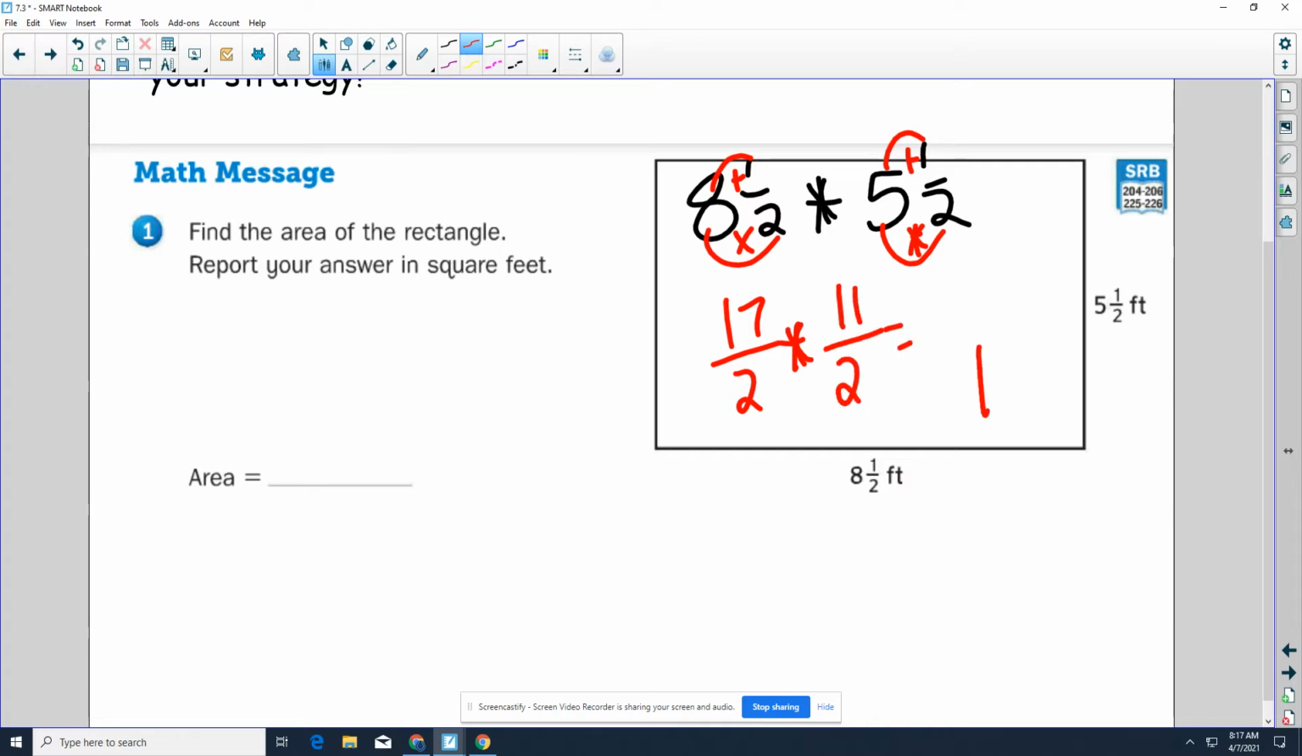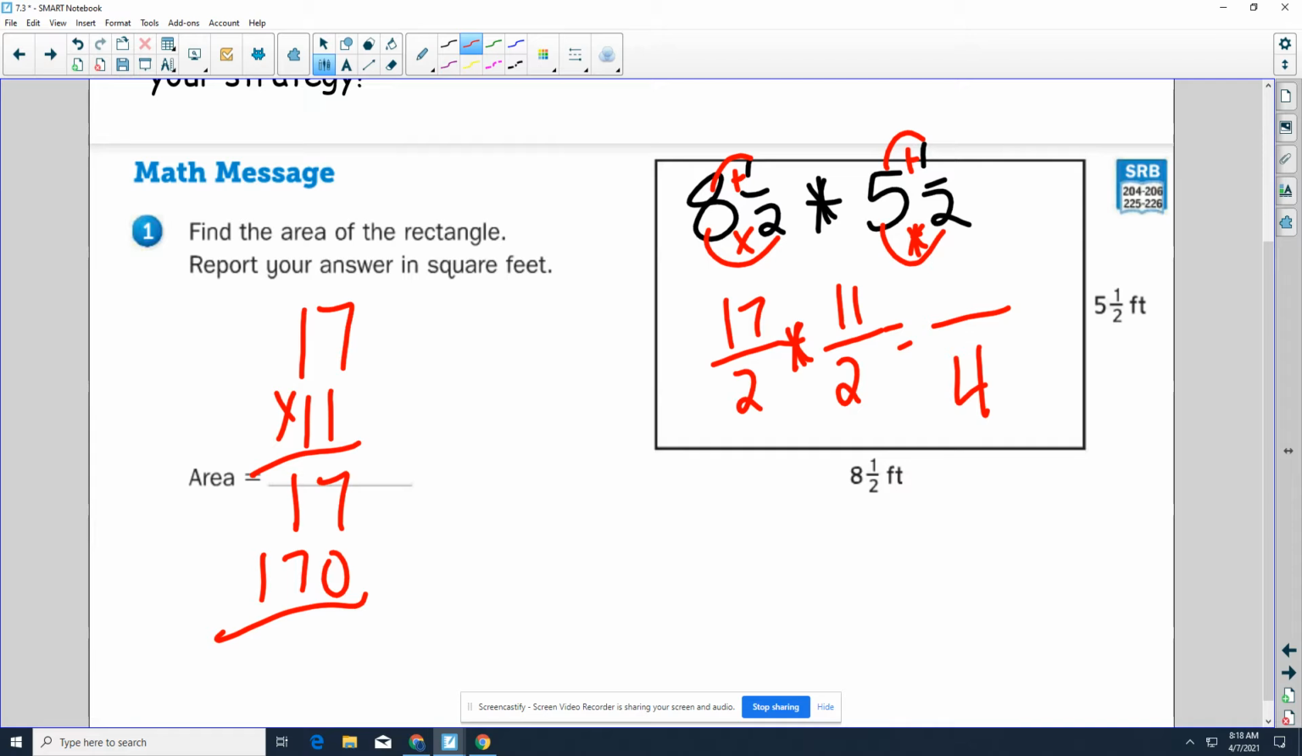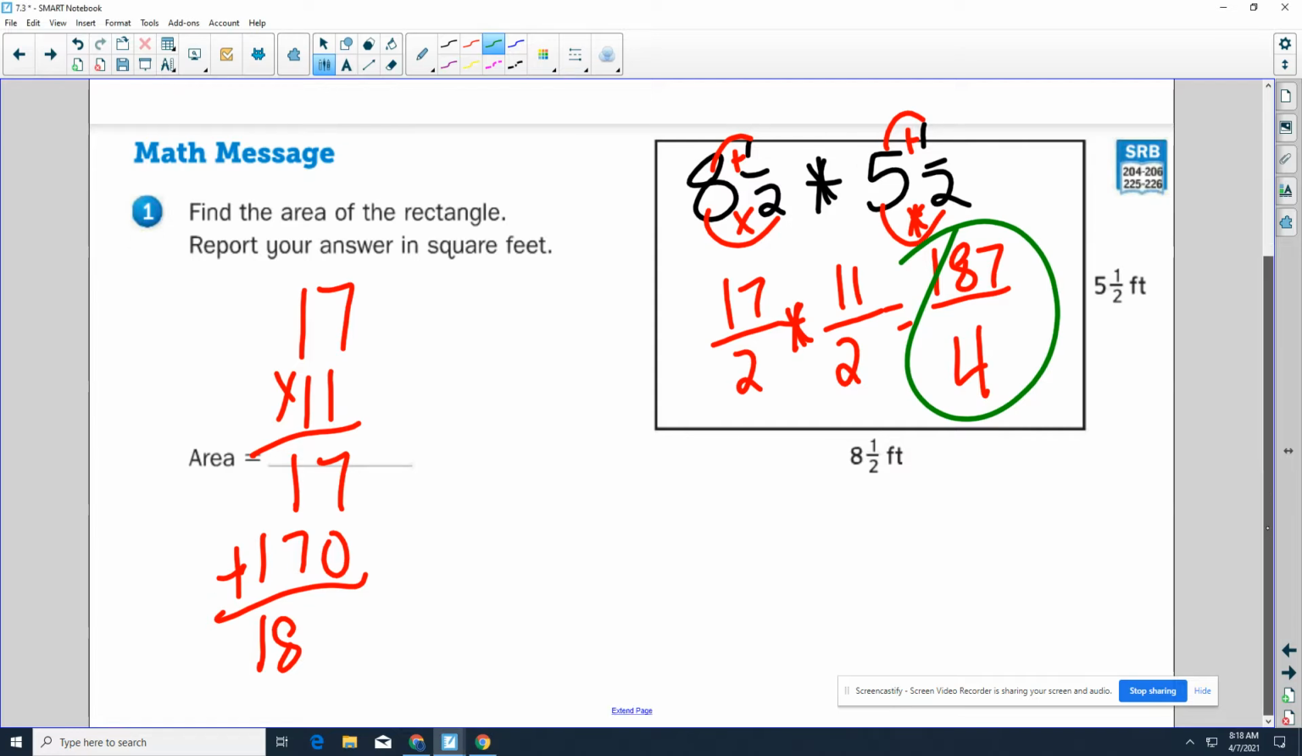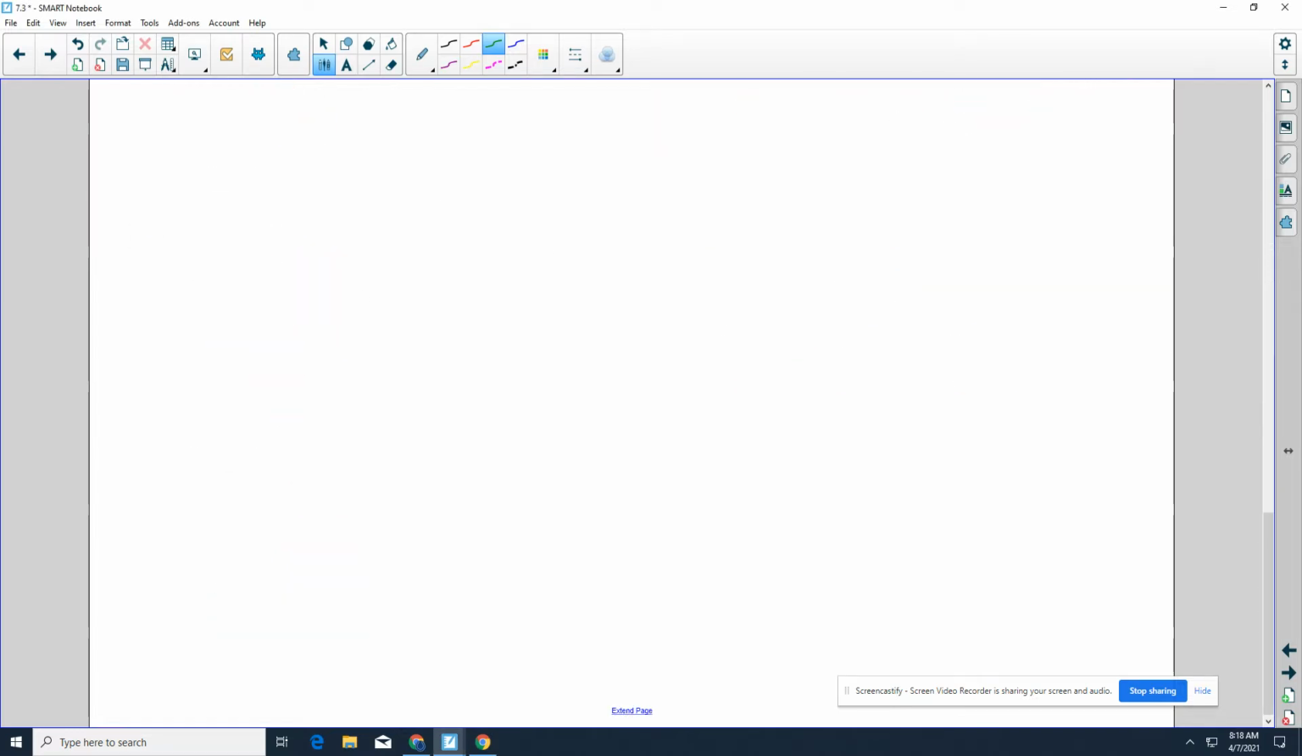And I know 2 times 2 is 4. And then I would do 17 times 11. I should get 187. So I get 187/4 feet. Now we don't want to leave it as 187/4 feet. We want to divide it. So now I would go ahead and divide that out. So 187/4 divided by 4.